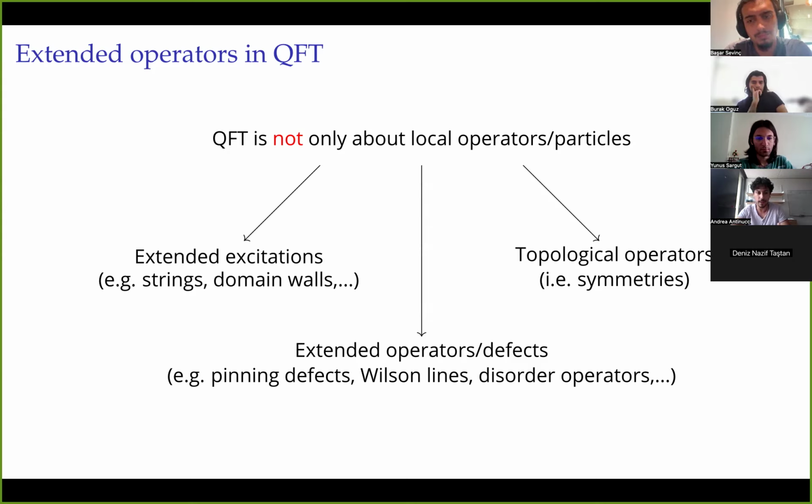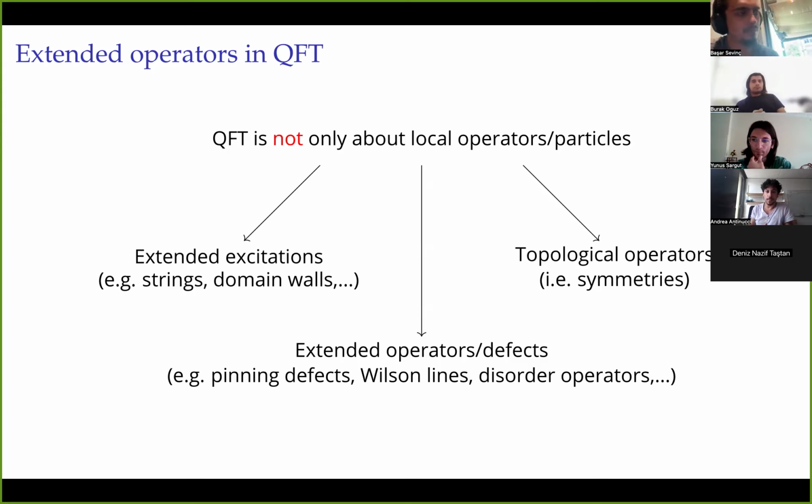And vice versa, it's often the case that extended operators, or extended defects, can be viewed as the worldline or worldvolume of states that are very massive but low energy, and they live on this worldvolume. The prominent examples are Wilson lines in gauge theory.